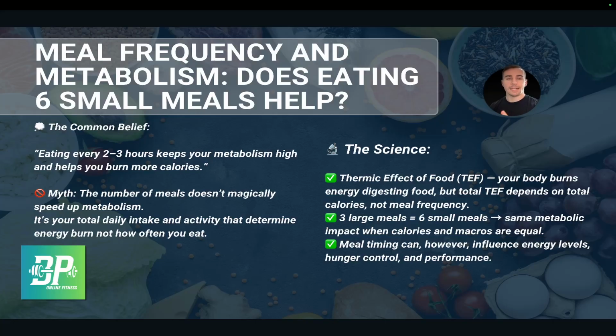Meal timing can, however, influence energy levels, hunger control, and performance. I usually try to eat at a pretty consistent time each day. It's usually pretty much the same time. So just know that when you time your meals can make a difference.